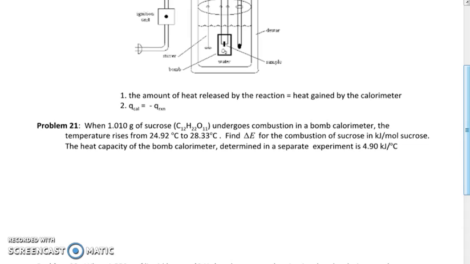Watch your units. This is so important when you're solving these problems: look at the units that they are truly asking you for. So how many kilojoules per mole of sucrose? Now notice something else, the heat capacity, not the specific heat capacity, but the heat capacity of the bomb calorimeter, determined in a separate experiment, is 4.9 kilojoules per degree C.